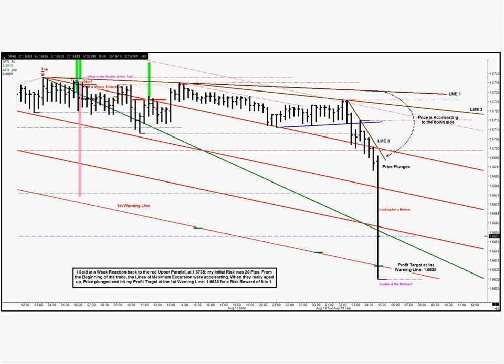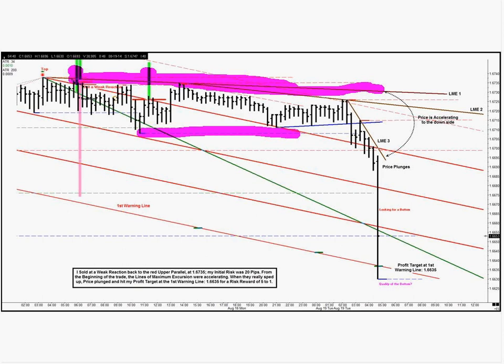There we go. So here's our original entry. Here's our secondary entry. Price came back up. And you can see, watch price accelerate. It's in a range. Here's the range. Now watch price accelerate. We connect this to this one, and we get this line of max excursion. We connect this one to this one, and we get this line of max excursion.